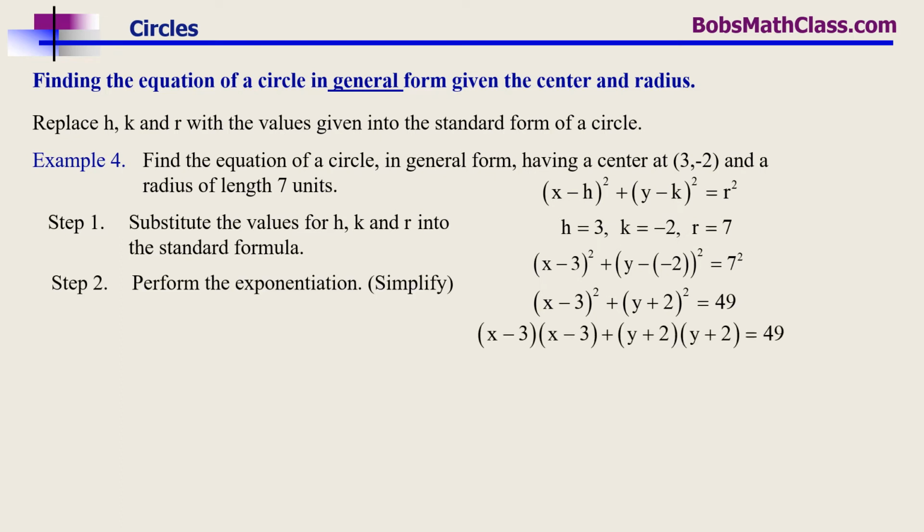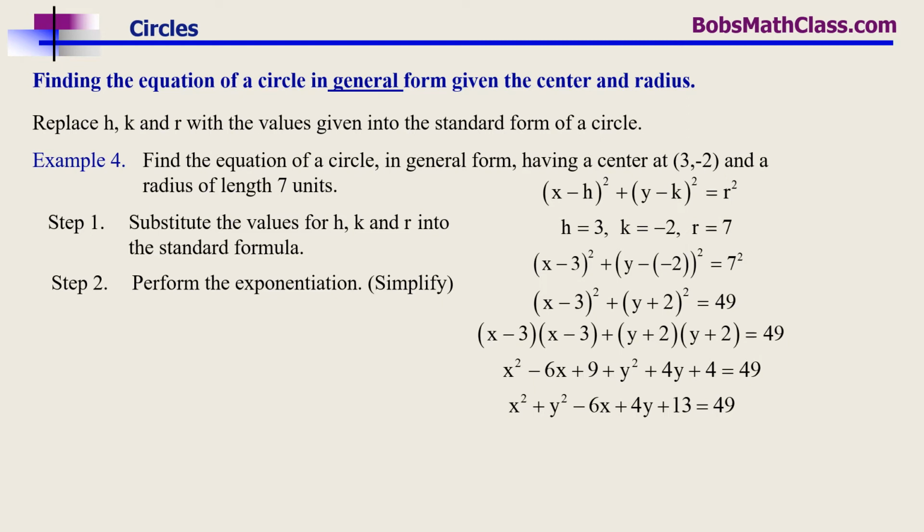Now we need a FOIL. So this is kind of busy work, to be honest with you. So that's x squared minus 3x minus another 3x plus 9. So it's x squared minus 6x plus 9. The second product is y squared plus 4y plus 4. Put the squares first. So we're writing it in order. Add the like terms. So that's x squared plus y squared minus 6x plus 4y plus 13 equals 49.